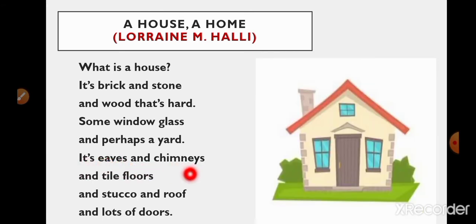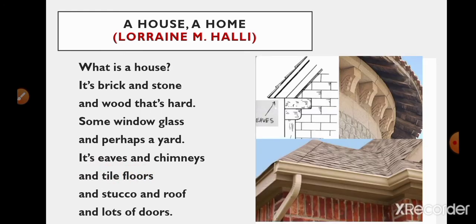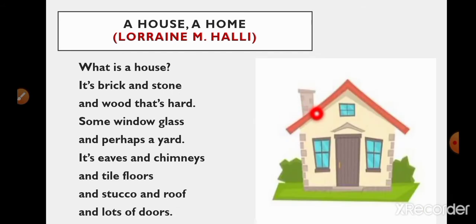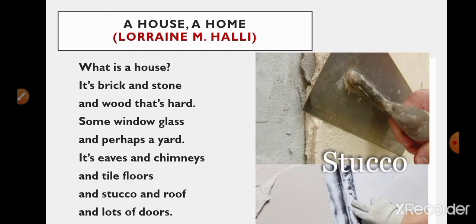It's eaves and chimneys and tile floors. So a house has eaves. Eaves are the edges of a roof that stick out over the walls. So these are eaves. And chimneys are the pipes or the structure from which smoke comes out. So the poet says that a house is made of eaves, chimneys and floors that are tiled and stucco and roof and lots of doors. Now stucco is this plaster that is used to cover walls and roofs.